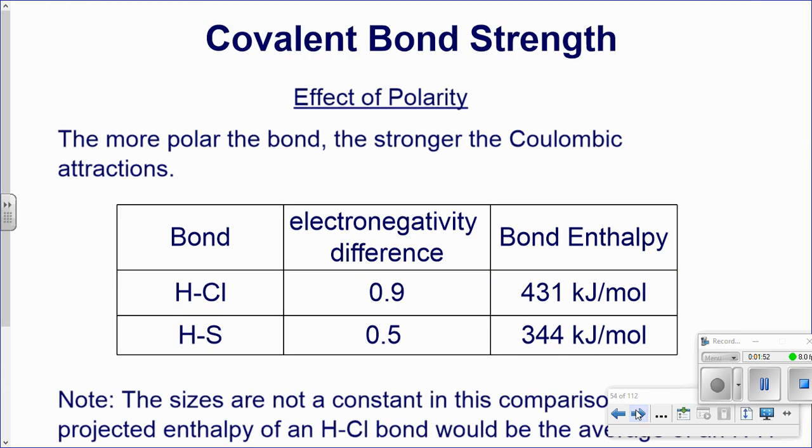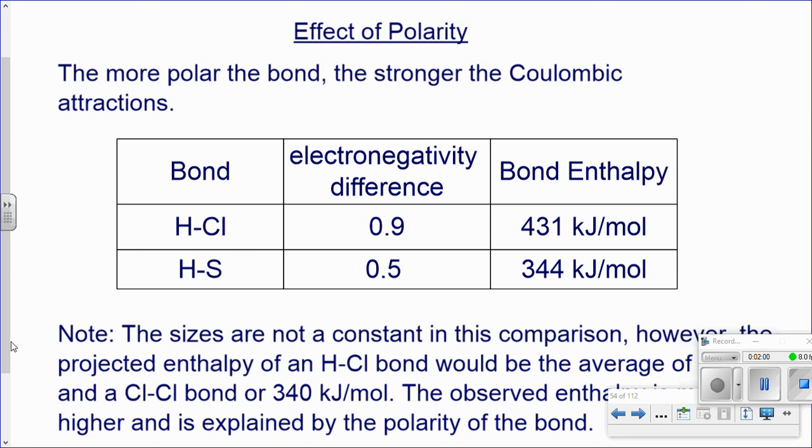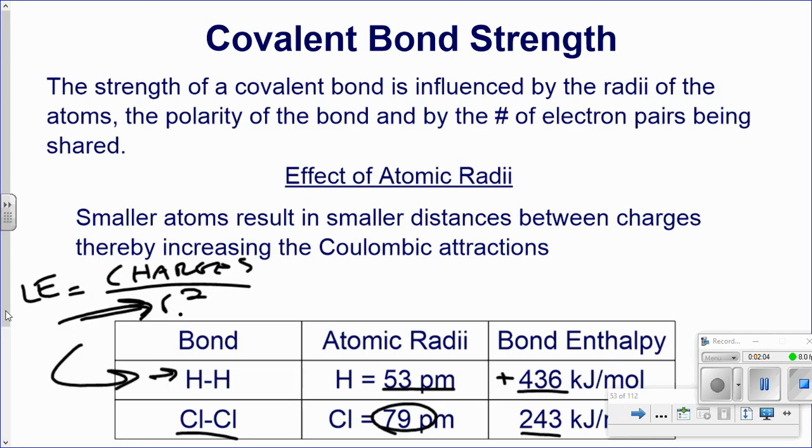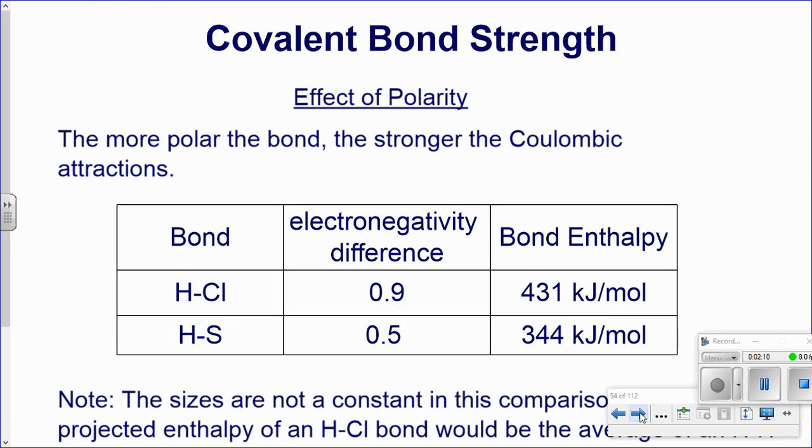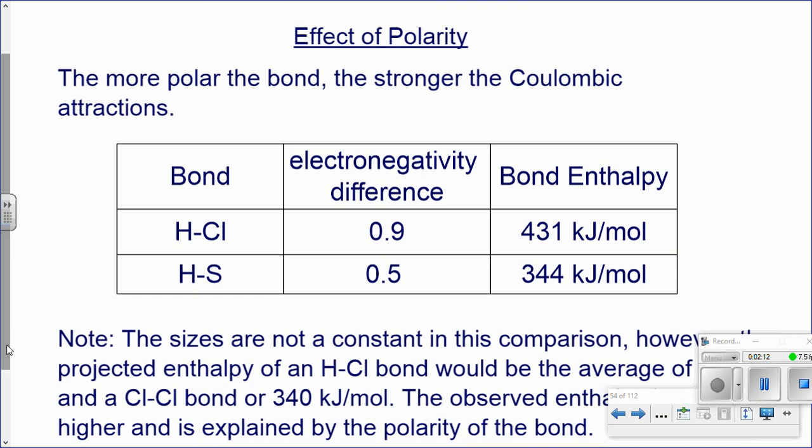Based off of that bond strength, here's another one. The effect of polarity: the more polar the bond, the stronger the force of attraction. In this particular slide, let's go back one, notice we're dealing with the exact same thing. This is one situation where they're exactly the same, H-H and Cl-Cl. But now what if we have two different things, perhaps a heteronuclear type of bond? Now we have H bonded with Cl and H bonded with S.